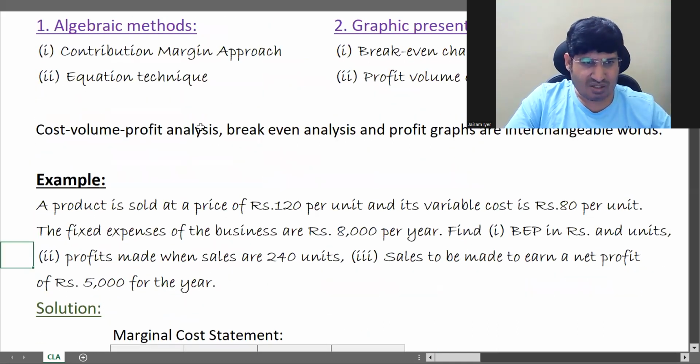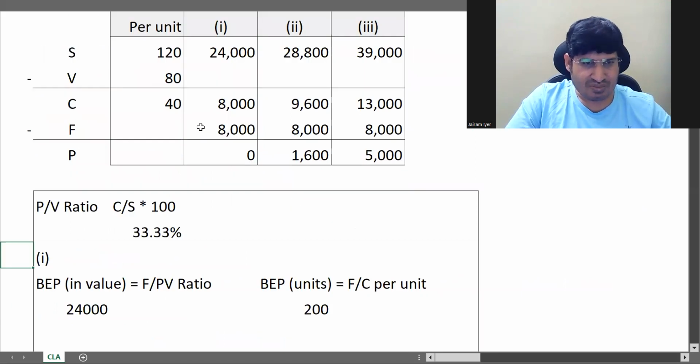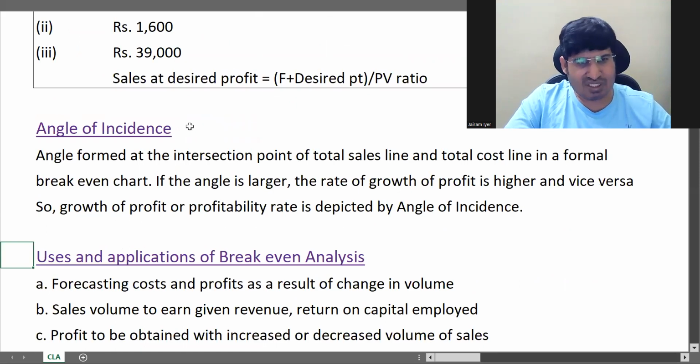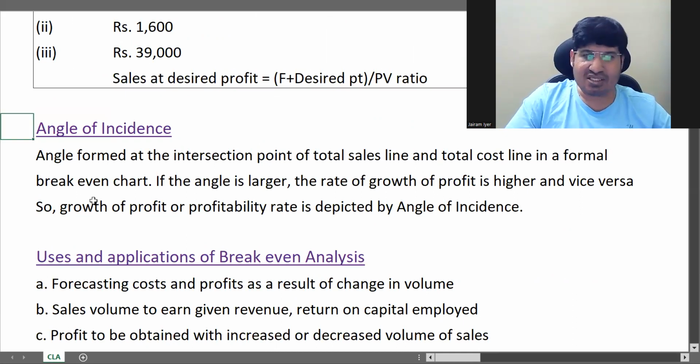Fine. So these are the things which we have seen. So angle of incidence, I'd shown you the angle of incidence also, it is important. So you can just refer to the previous lectures and see what is angle of incidence.